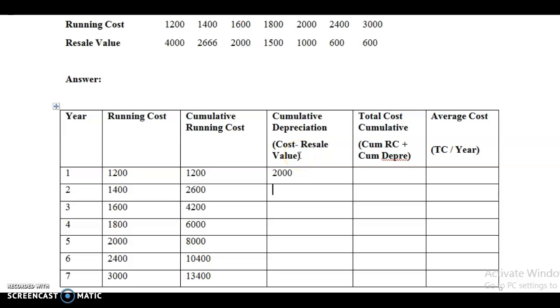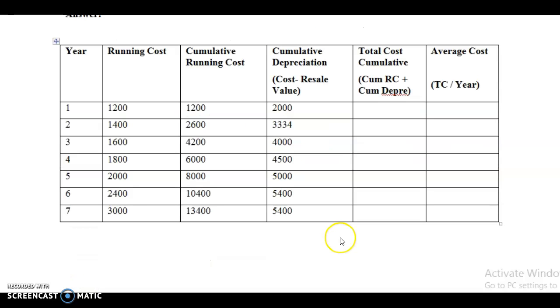For the second year, 6,000 minus 2,666, then we get 3,334. That way we fill the column of cumulative depreciation. So we filled the column of cumulative depreciation.